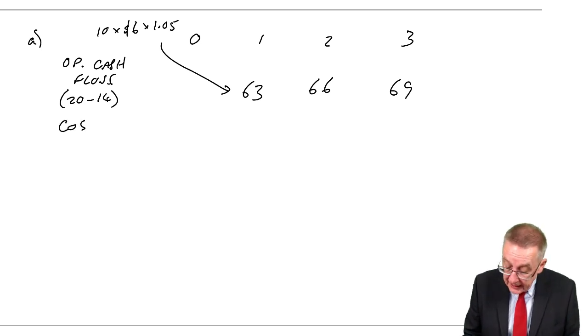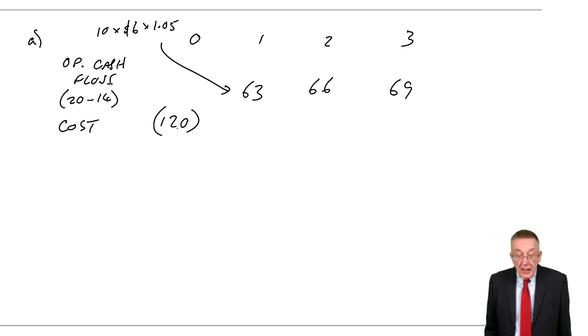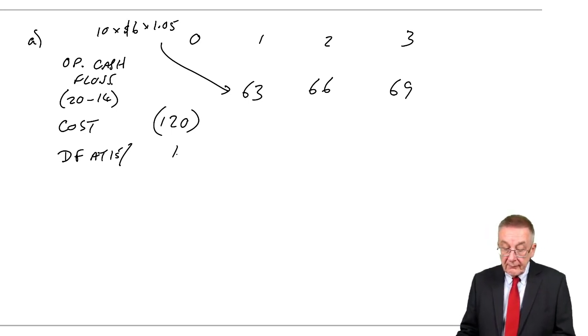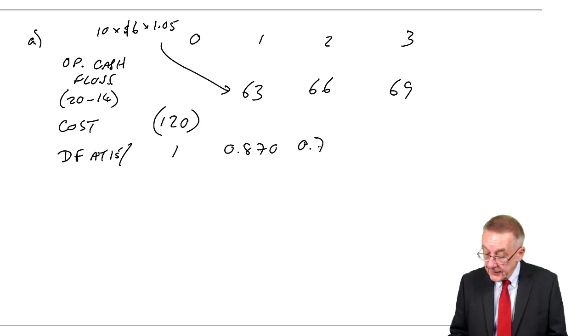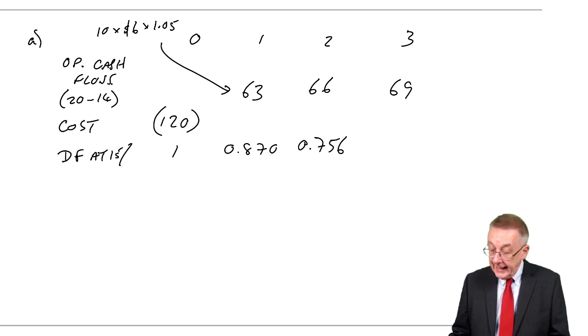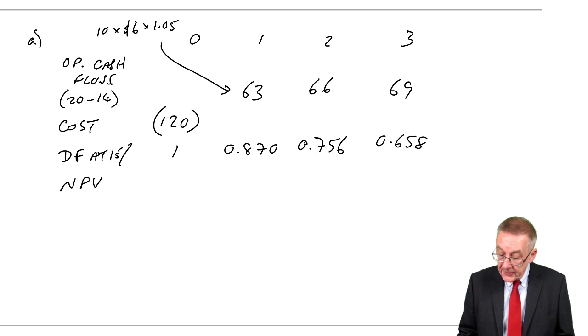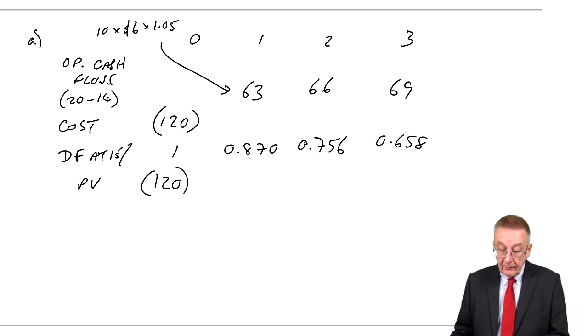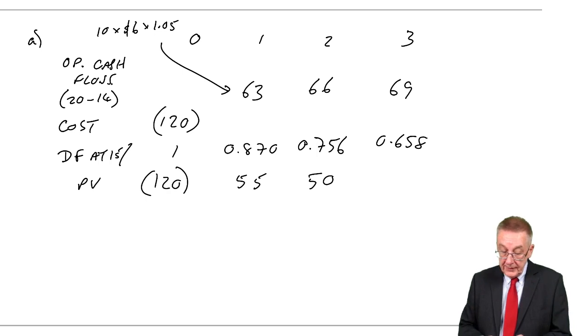We've got an initial cost of 120 at time 0. There's no other cash flows, so I don't need to put the totals in. We'll discount at 15%. So the discount factors for 1 year, 0.870. For 2 years, 0.756, and for 3 years, 0.658. So the present values: 63 times 0.87, 66 times 0.756, 69 times 0.658.